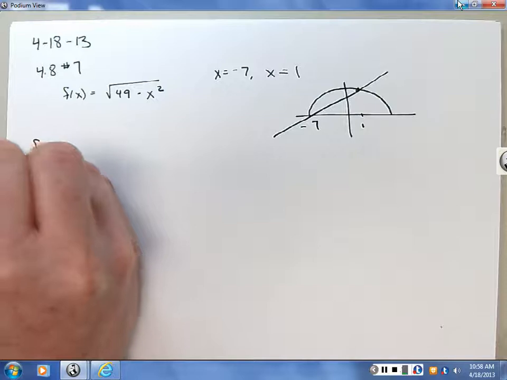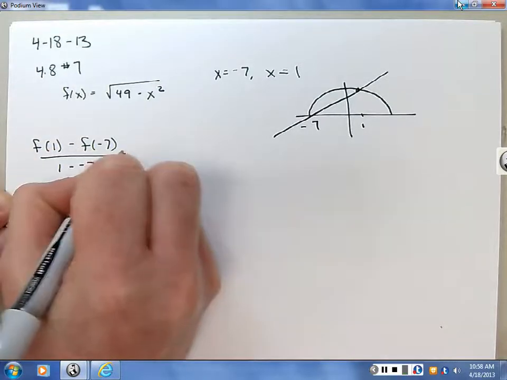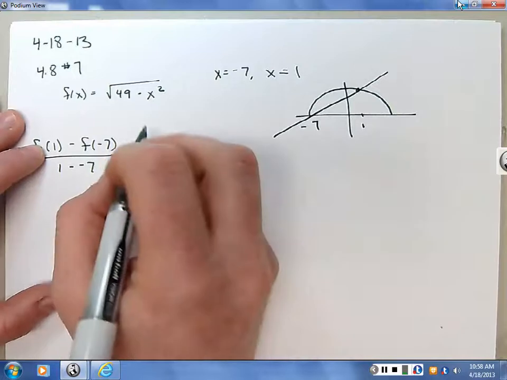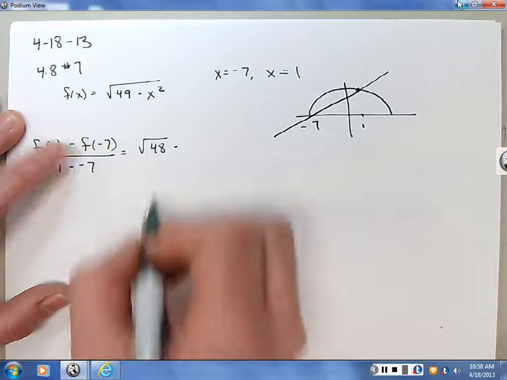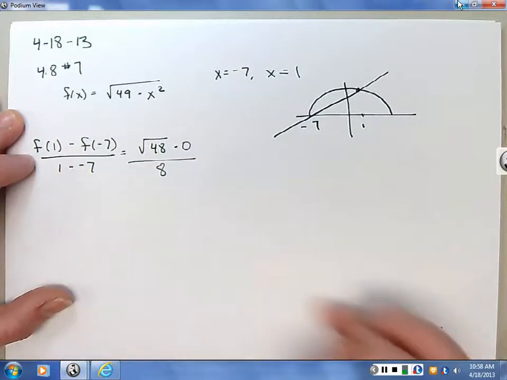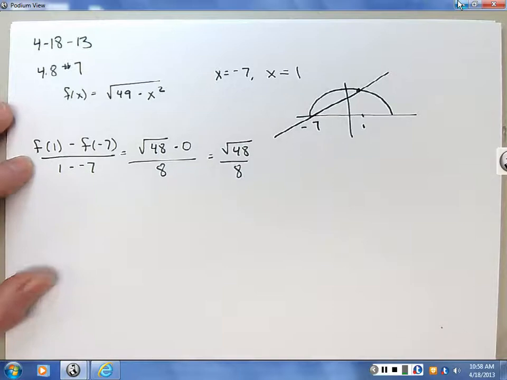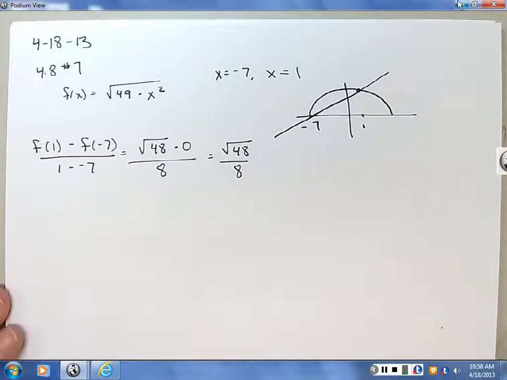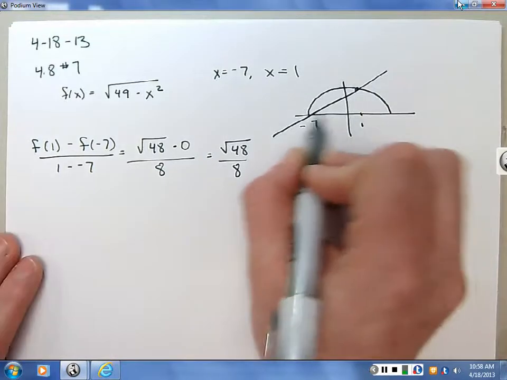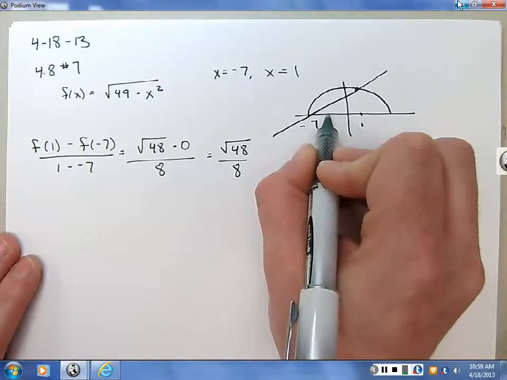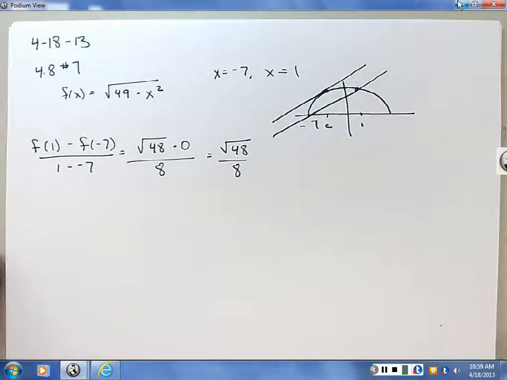I take f of 1 minus f of minus 7 over 1 minus minus 7. So f of 1 would be the square root of 48 minus 0 over 8. So this equals the square root of 48 over 8. Right? So it's positive, so that's what I expected from my picture. And I'm saying, what point in this interval, some C point, where the slope of the tangent line is parallel to this slope of the secant line?